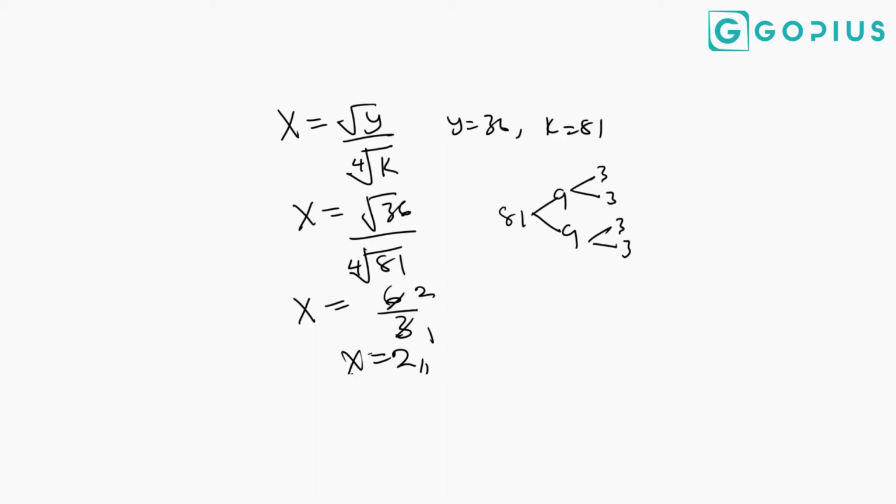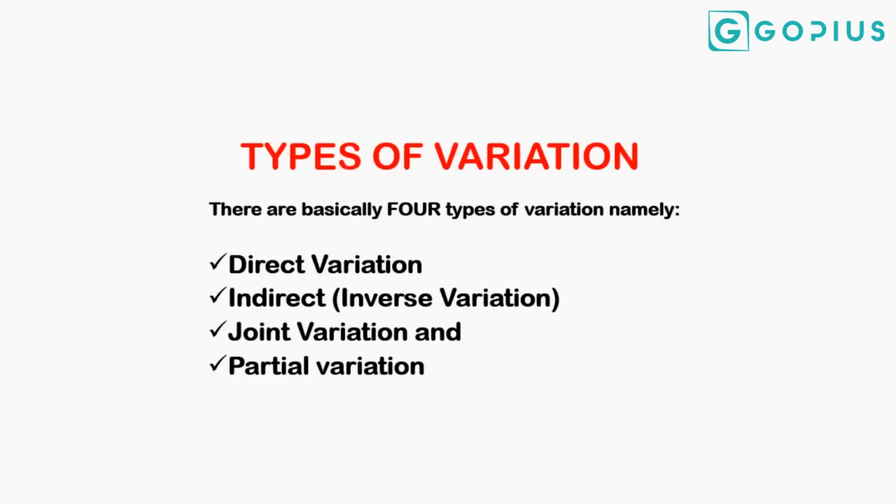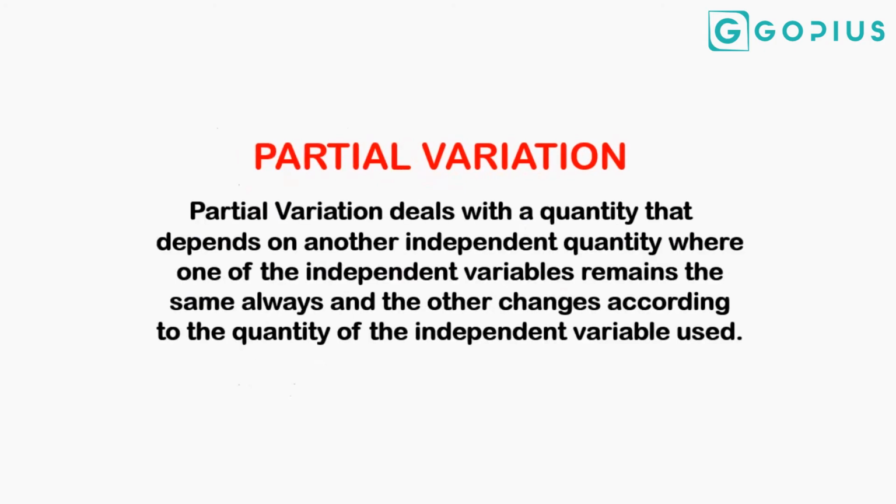Very simple, very simple. Variation is actually one of the simplest topics you ever come across as far as mathematics is concerned. And of course, finally, the last type of variation we have is called the partial variation. Now in partial variation, a particular variable varies partly to another constant and also partly to another variable. So in partial variation, as you can see on the screen, it deals with a quantity that depends on another independent quantity, where one of the independent variables remains the same, and the other changes according to the quantity of the independent variable used.